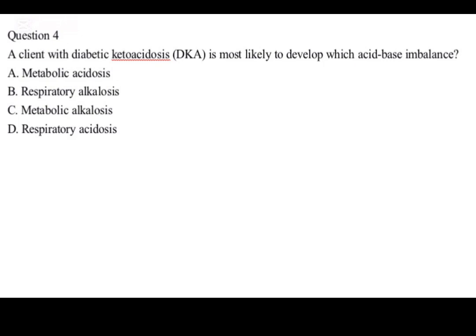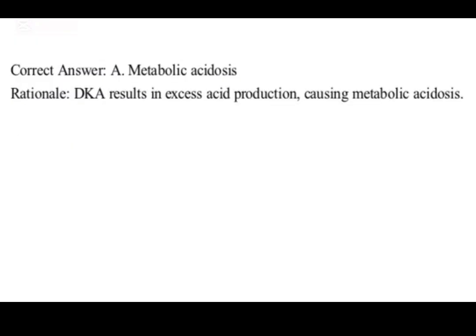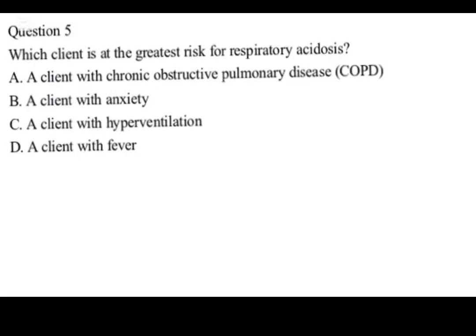Question 4. A client with diabetic ketoacidosis, DKA, is most likely to develop which acid-base imbalance? A. Metabolic acidosis. B. Respiratory alkalosis. C. Metabolic alkalosis. D. Respiratory acidosis. Correct answer, A. Metabolic acidosis. Rationale: DKA results in excess acid production, causing metabolic acidosis.